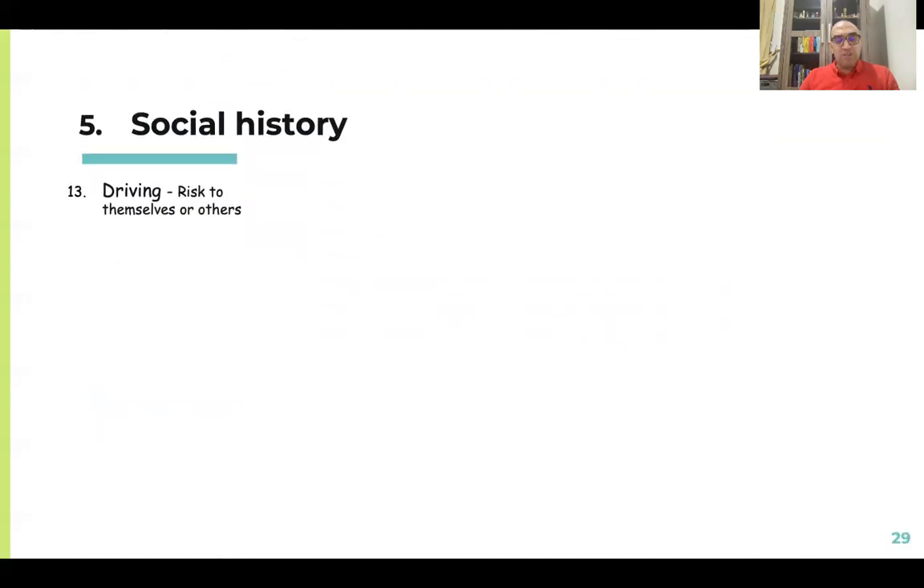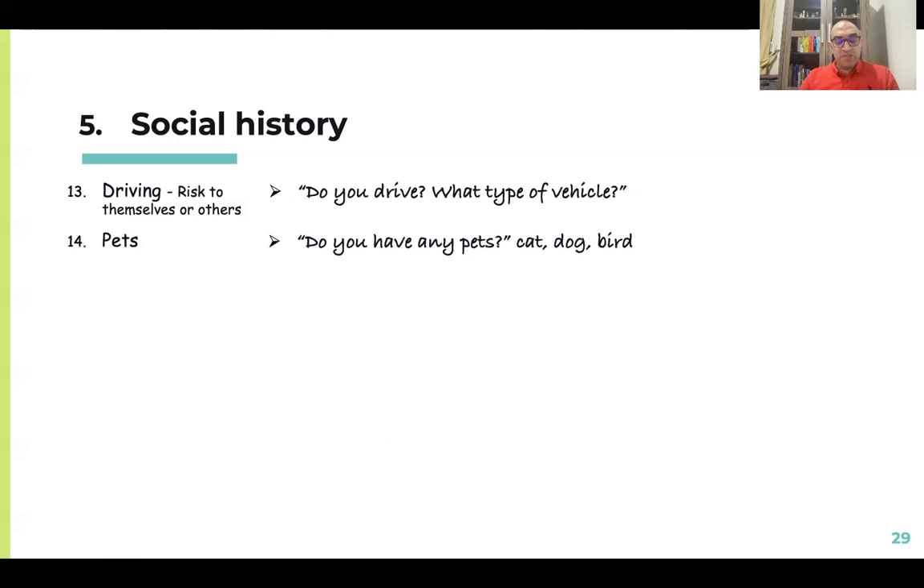For driving, in cases like syncope or hypoglycemia, which may be a risk for the patient or others, do you drive? What type of vehicle? And for pets, do you have any pets like cats, dogs, or birds?